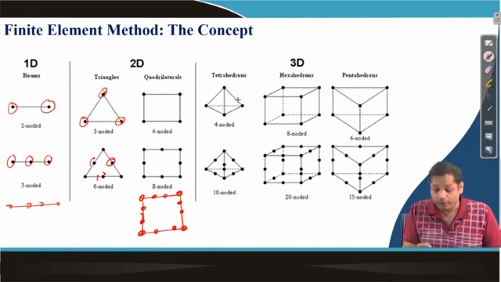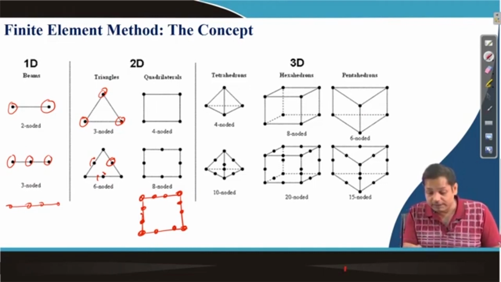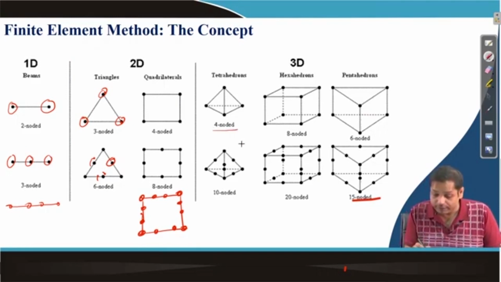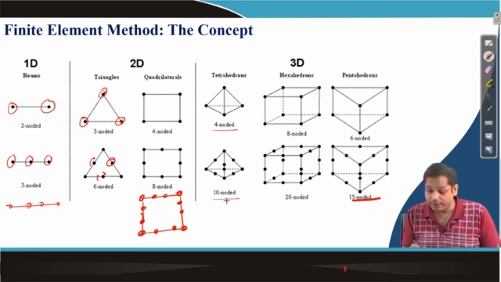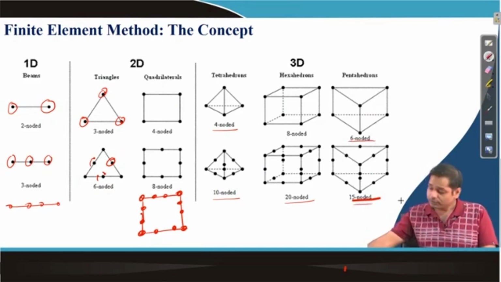Now, for three-dimensional problems, these are the different elements available. This is called a tetrahedron, a 4-noded tetrahedron. This is a 10-noded tetrahedron. Then we have hexahedron elements, 20-noded and 8-noded. Then pentahedron, 6-noded elements and 15-noded elements.